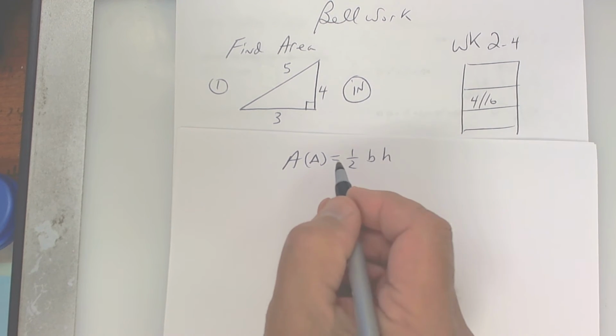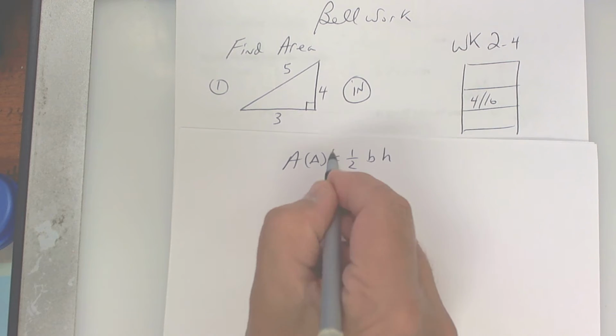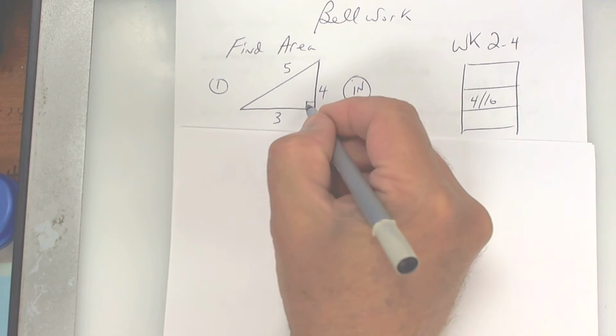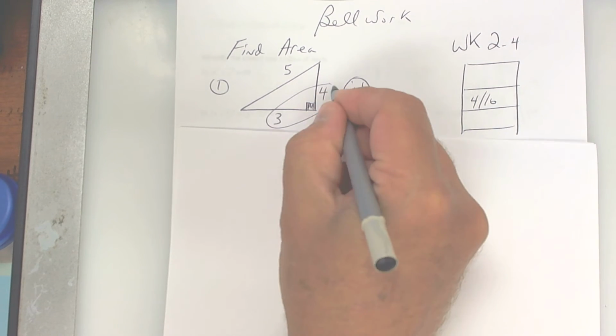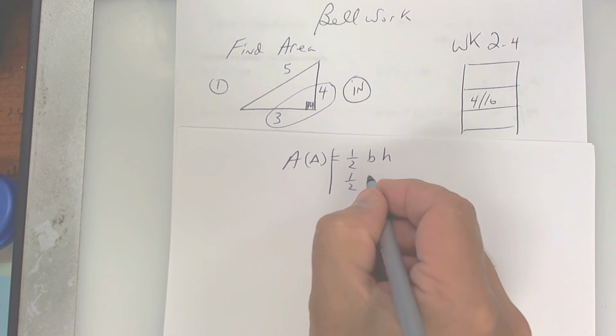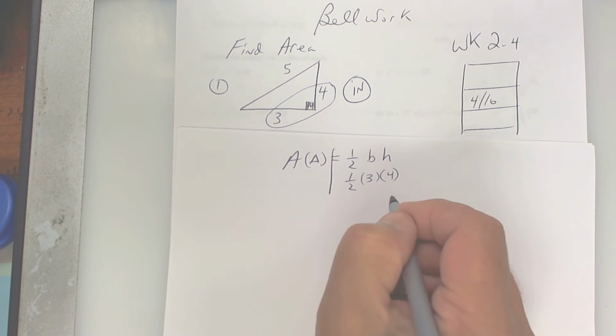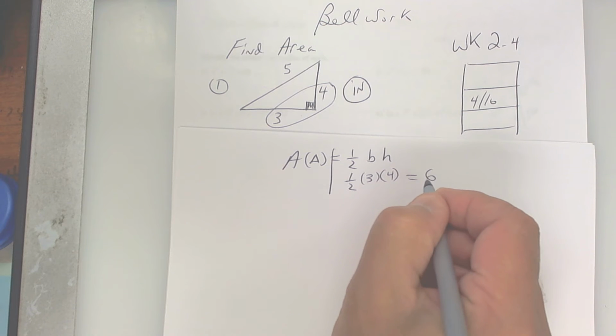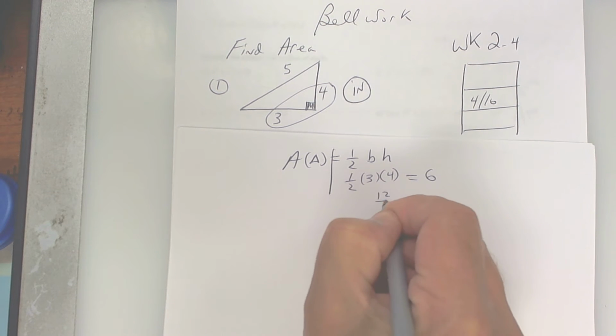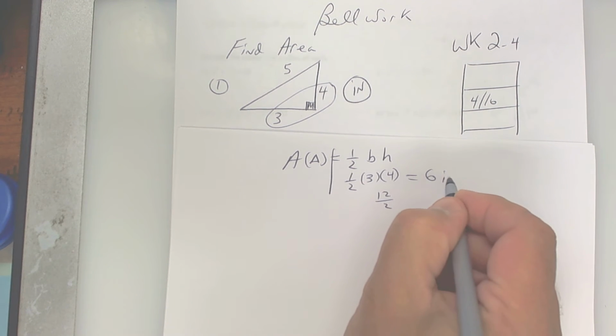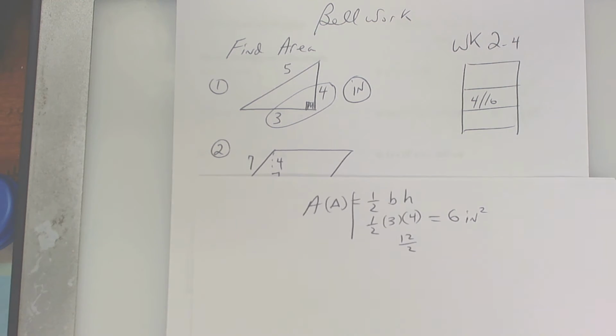I want you to always write the formula. So it's going to be 1/2, color the box. Those are your base and height, so it doesn't matter which one is which. 3 times 4 is 12, and half of 12 is 6. 12 divided by 2, and that's going to be square inches. Let's look at the next one.